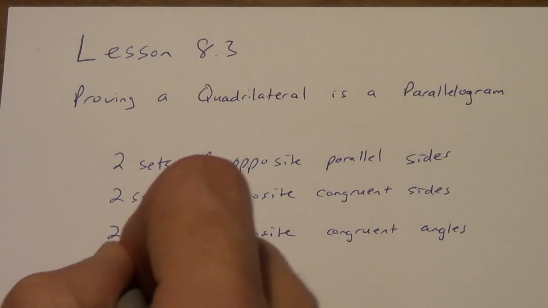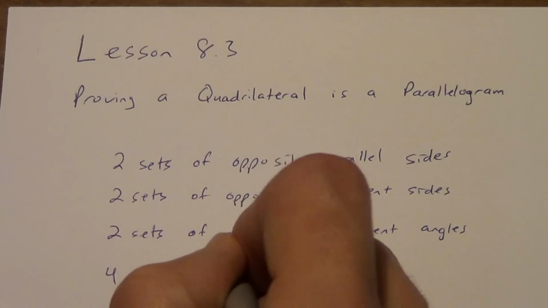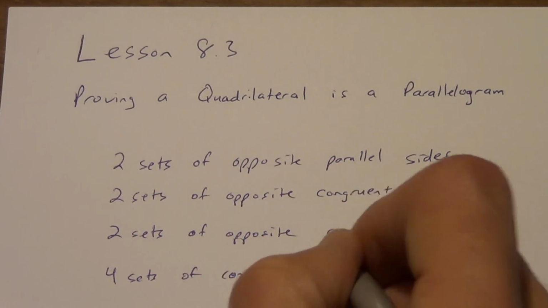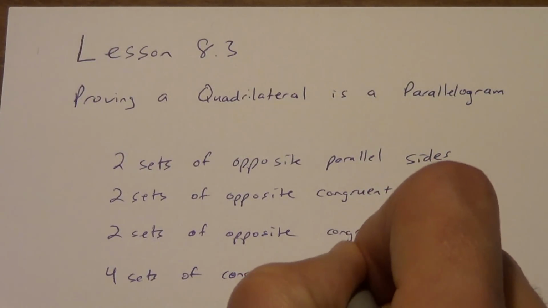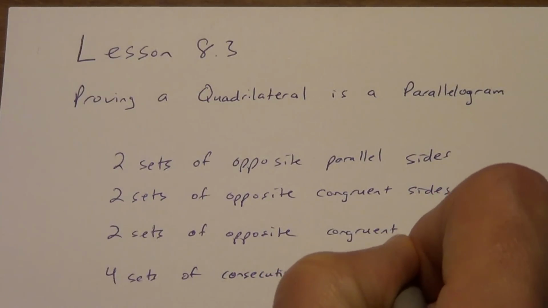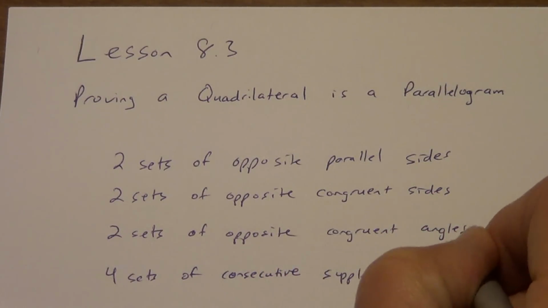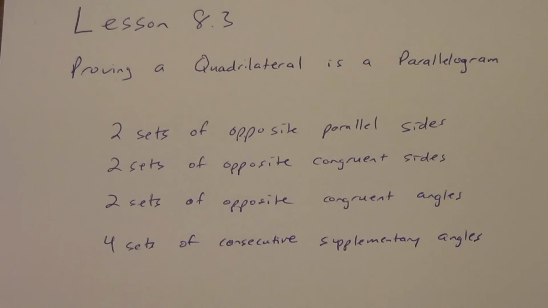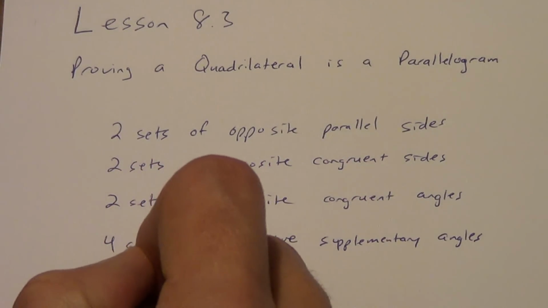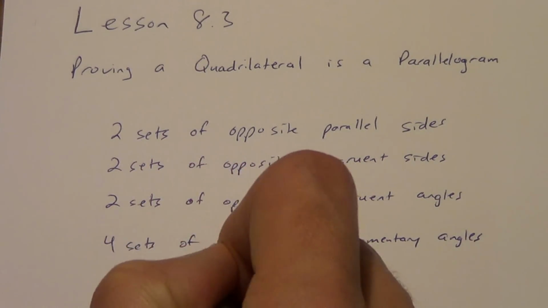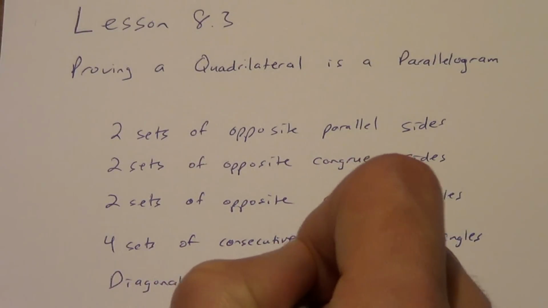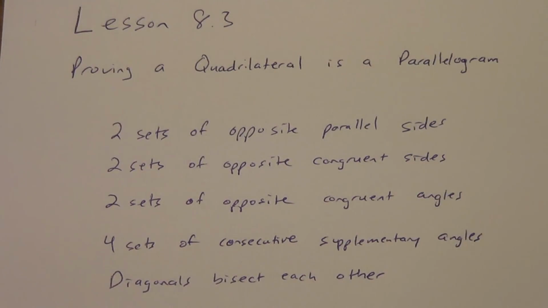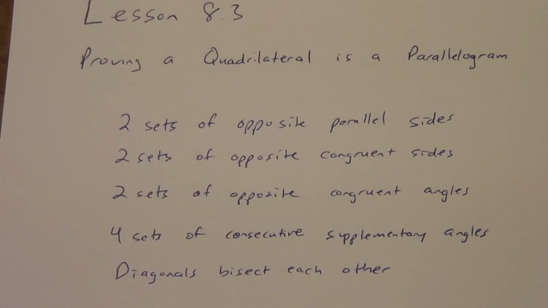We learned that we had four sets of consecutive, or consecutive means right in a row, okay, consecutive supplementary angles. Supplementary adds to equal 180 degrees. And then finally, our last thing we learned about was that the diagonals bisect each other. Okay, so those were things that we learned. If something was a parallelogram, then these things had to be true.